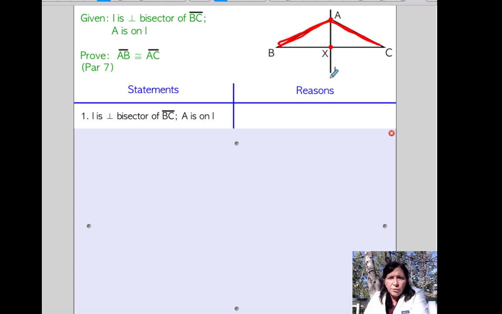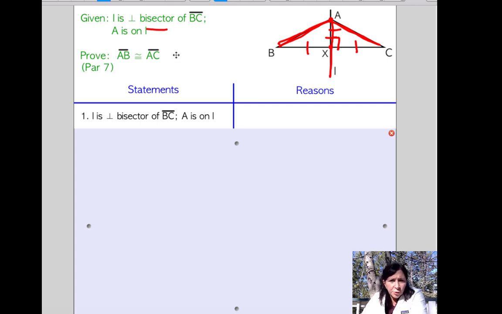Okay, you do know that this is the perpendicular bisector, and given that, a couple of things are happening. Number one, you know that this is perpendicular, so they form congruent right angles. Number two, if it's a perpendicular bisector, that means it does cut this into two equal parts. You could also say that AX is congruent to itself.